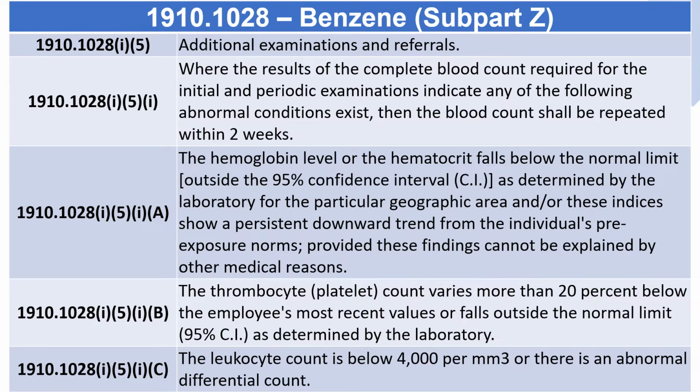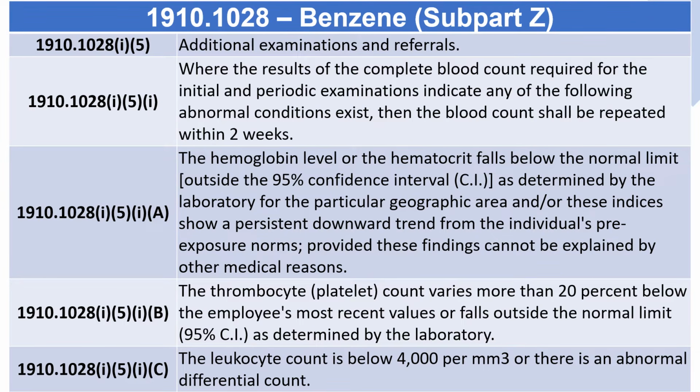1910.1028 I-5 Additional examinations and referrals. Where the results of the complete blood count required for the initial and periodic examinations indicate any of the following abnormal conditions exist, then the blood count shall be repeated within 2 weeks. The hemoglobin level or the hematocrit falls below the normal limit, outside the 95% confidence interval, CI, as determined by the laboratory for the particular geographic area, and/or these indices show a persistent downward trend from the individual's pre-exposure norms, provided these findings cannot be explained by other medical reasons.